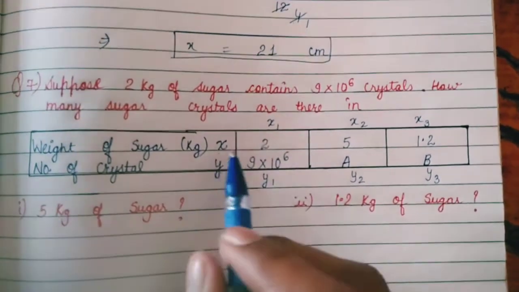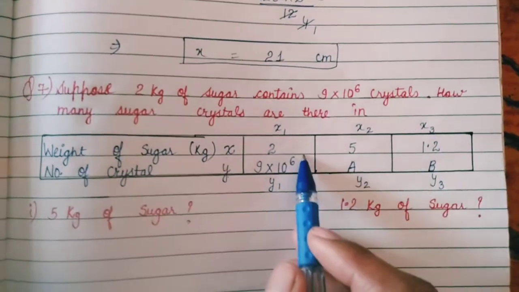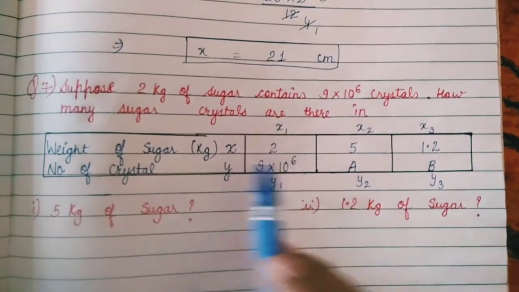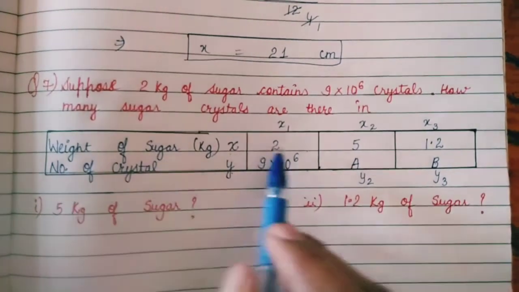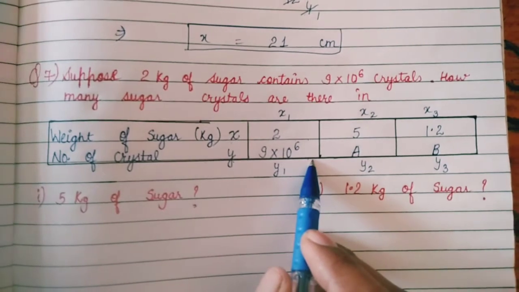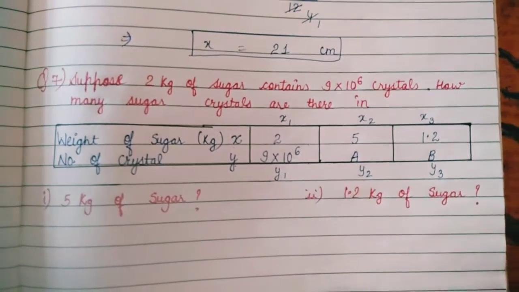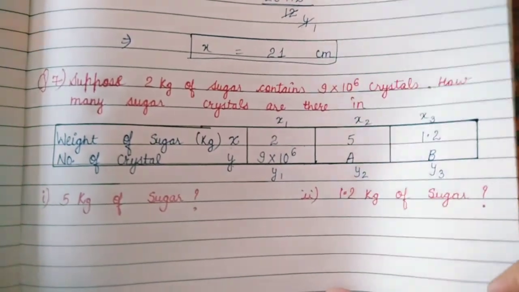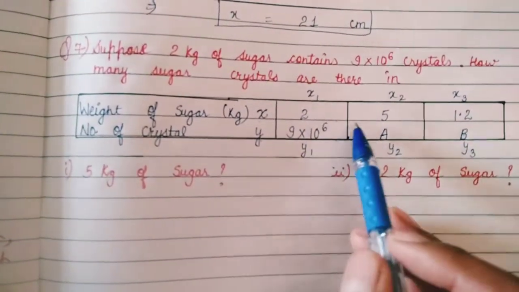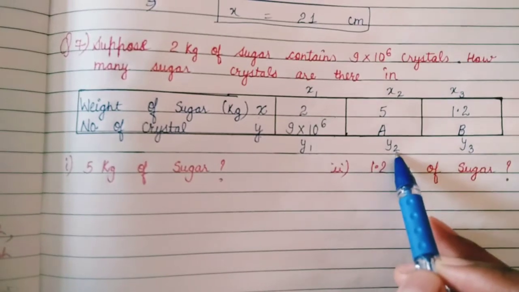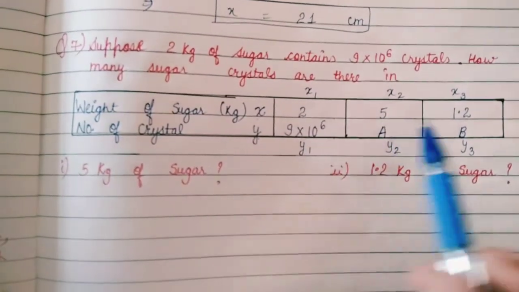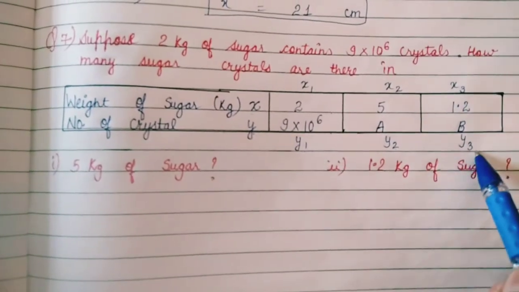As the weight of sugar increases, the number of crystals also increases, and as the weight of sugar decreases, the number of crystals also decreases. It means here we will apply the direct proportion method. So firstly we will compare x1 by y1 is equal to x2 by y2, and in the second case we will compare x1 by y1 is equal to x3 by y3.